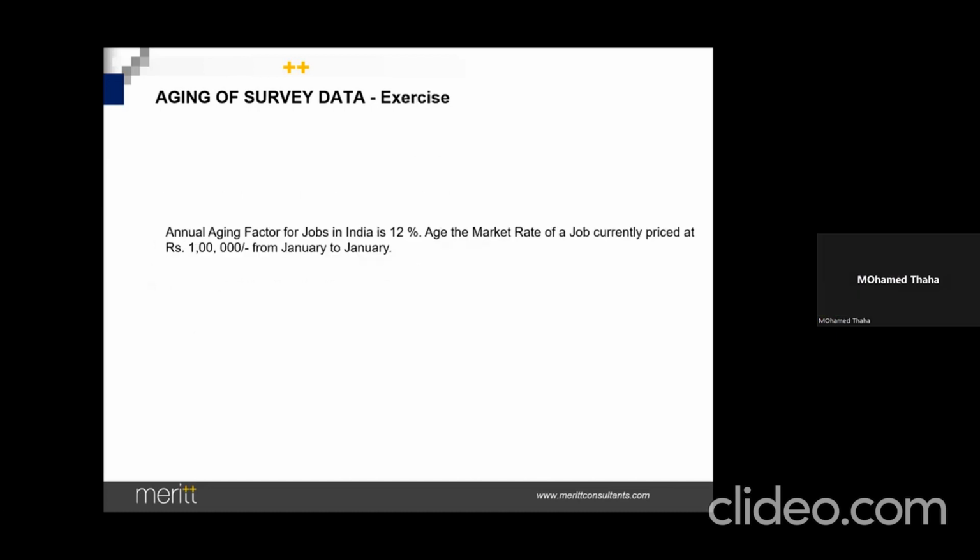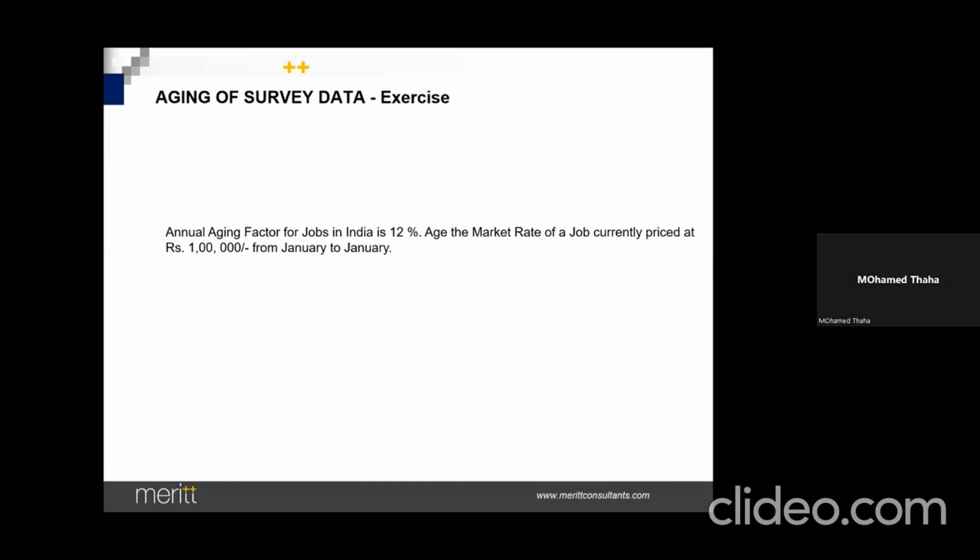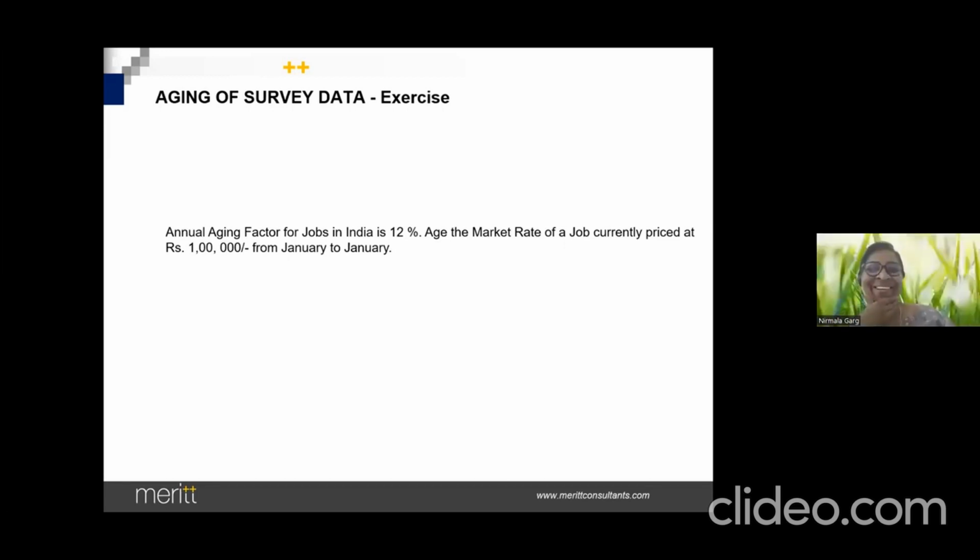Now, all of you do this individually. The annual aging factor for jobs in India is 12%. A is the market rate of a job currently priced at 100,000, or 1 lakh, and the period is from January to January. I'll simplify it, that means 12 months. Can you do it quickly? 112,000. Already somebody said it, great. How did you get it?